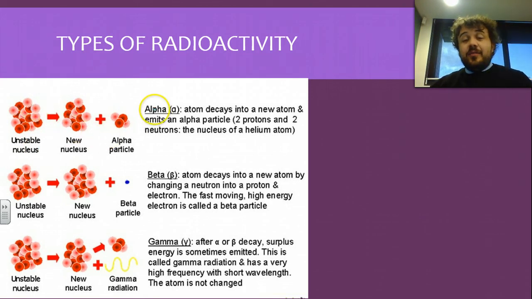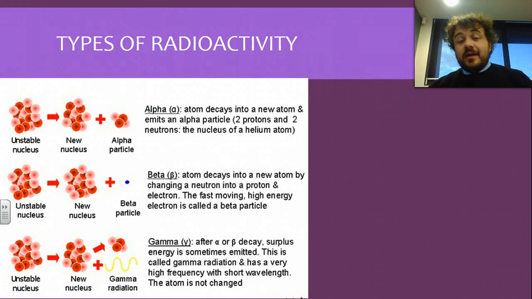So you have the alpha particle, which is 2 protons and 2 neutrons. They leave, and that changes the atom because it just got smaller. It just lost 2 protons.